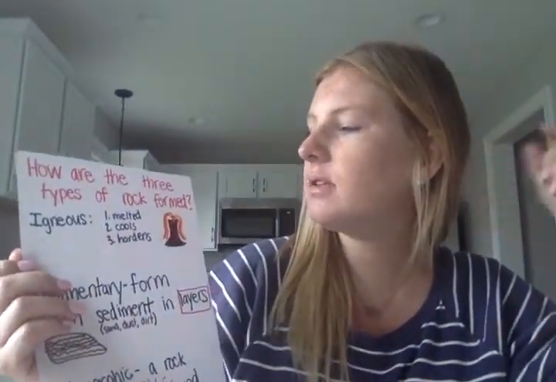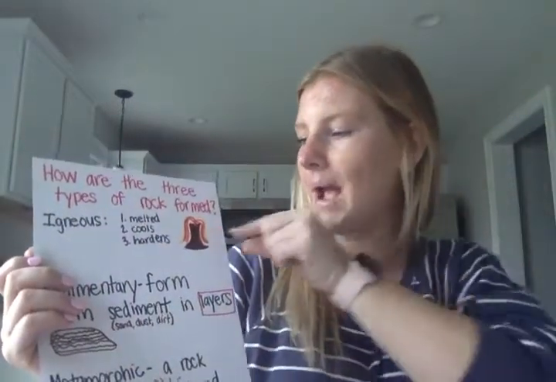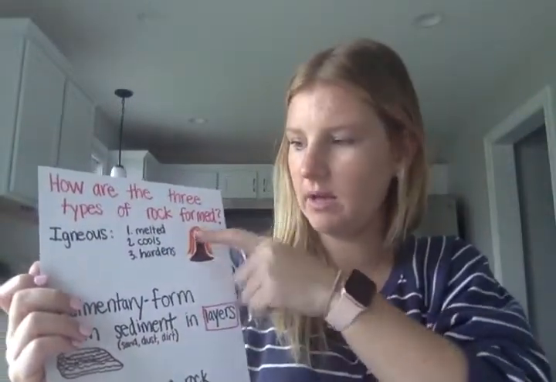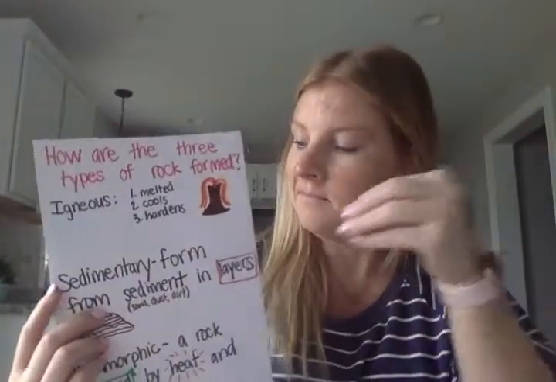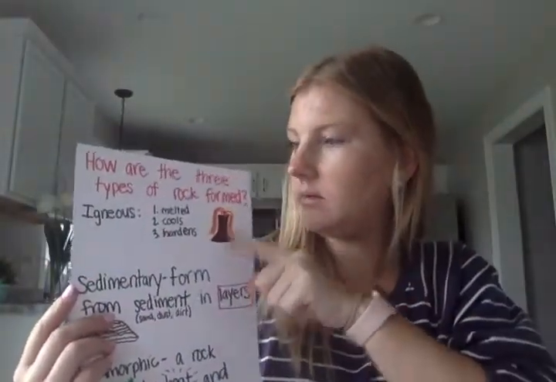So igneous rocks are formed when magma melts. It comes out of the volcano. It cools and then it hardens. So when it hardens, that is when igneous rocks form.